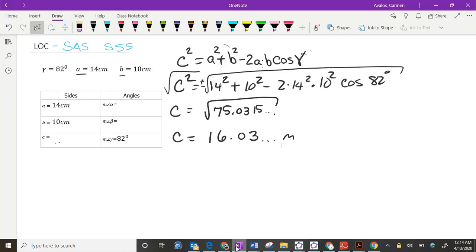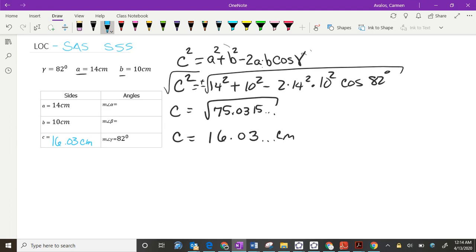Let's go back to what we were doing. And in this case here, we talked about that this one here is in centimeters. So it's 16.03 centimeters. That's the side opposite. So I am going to put that in here as 16.03 centimeters. And that's the length of C. Okay, so we are not done. We still have to find the measure of angle A and the measure of angle B.